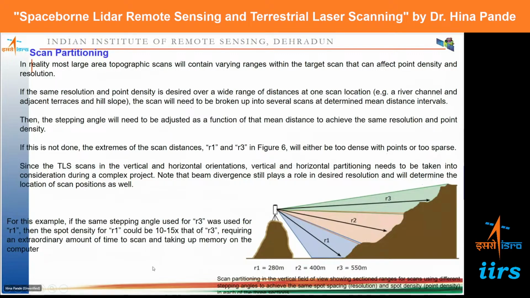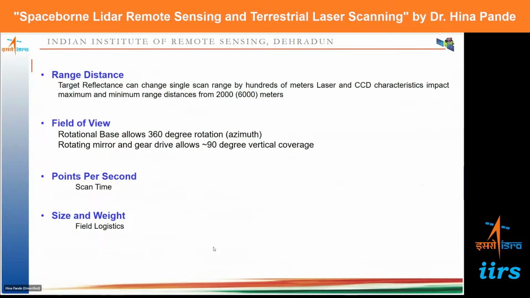Now, if the same stepping angle was used for R3 that was used for R1, then we can comprehend that the spot density for R1 could be about 10 to 15 times that of R3. This will require more time to scan, and it will also take up more memory on your computer system.